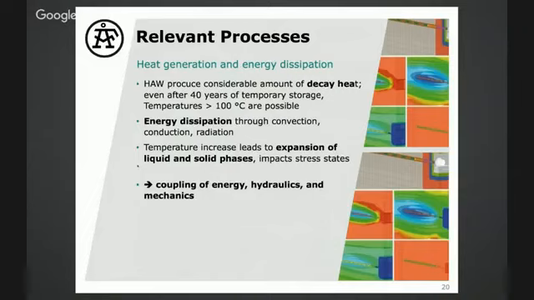There are criteria that we have to take care about. If certain rocks, particularly clay, get hotter than roughly 100 centigrade, they may lose some of their isolating properties for radionuclides. So we may have to make sure that we emplace the waste in such a way that temperatures do not go above a certain threshold. I already said earlier, temperature increase may lead to expansion of liquid and solid phases. This impacts stress states. And in the end, one of the consequences is that if we think about modeling such a system, we will have to model energy, hydraulics, and mechanics in a coupled way.